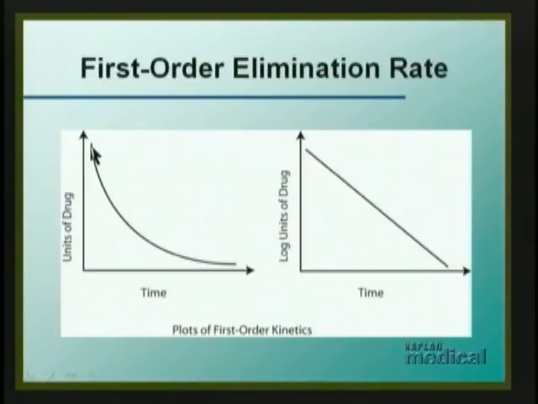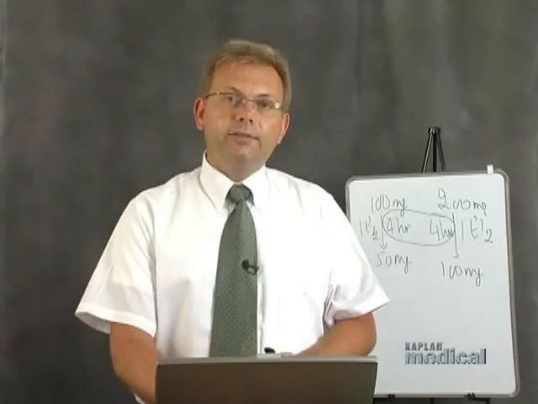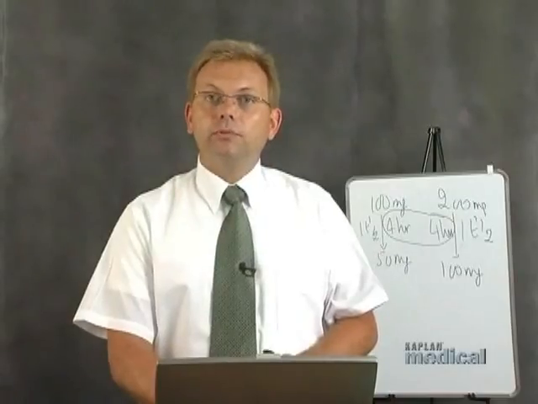If this was 100 at 4 hours, then 4 hours later you'd have 50, 4 hours later you'd have 25, 4 hours later 12 and a half. You would just keep on going down in proportions. That exponential kinetic is classic of a first order rate. Exponentials, scientists don't like those too much.